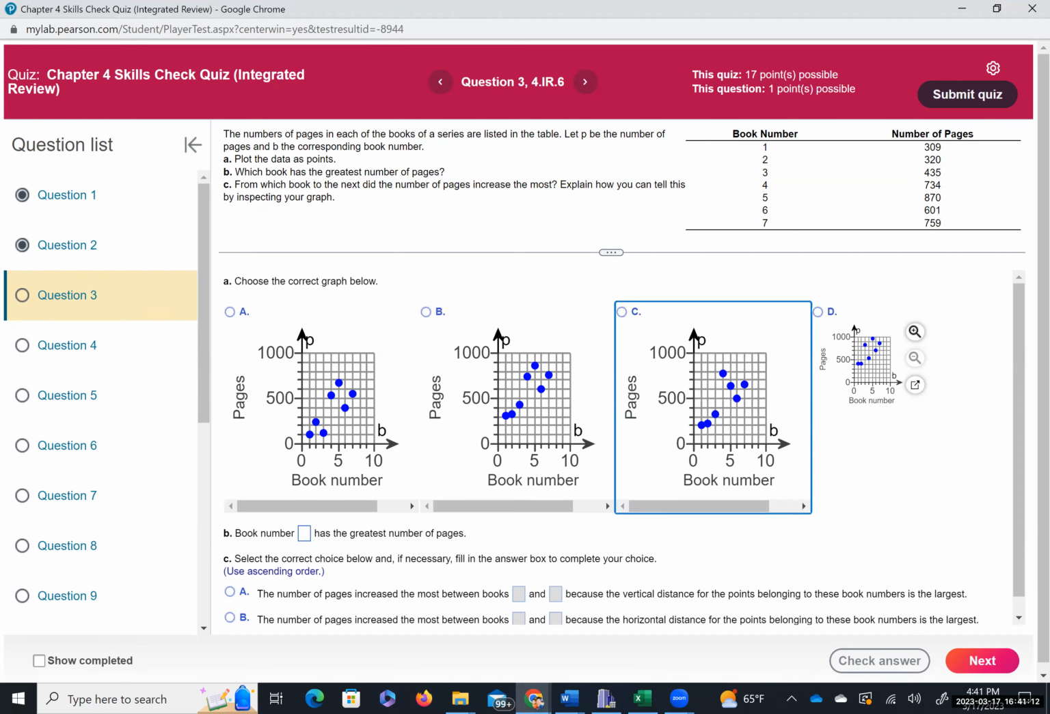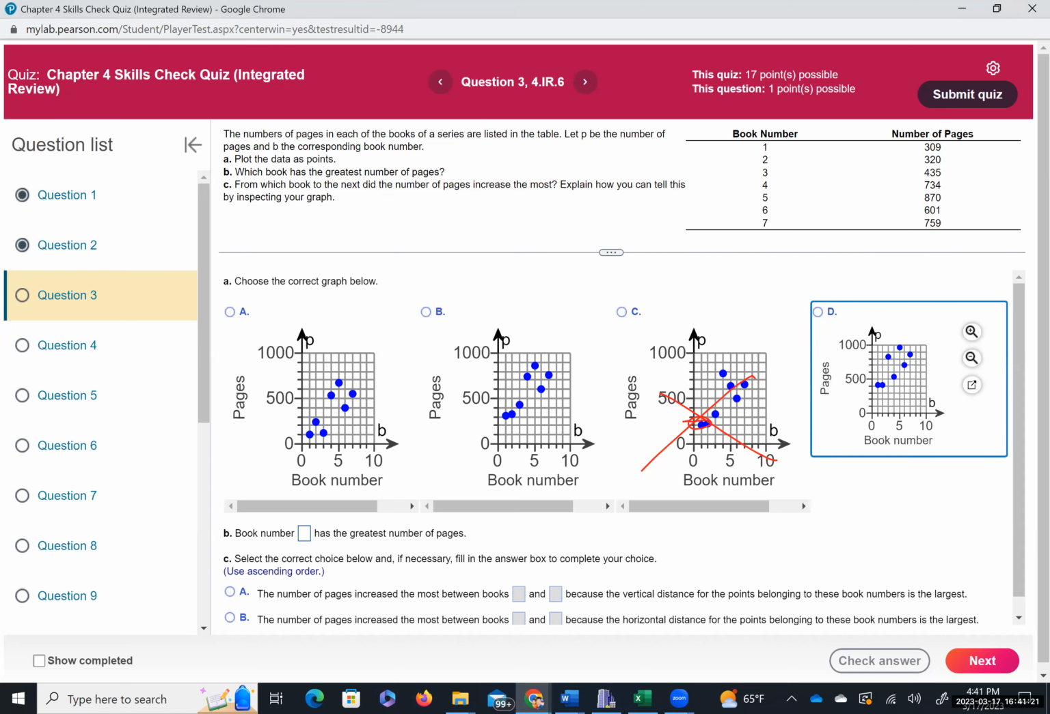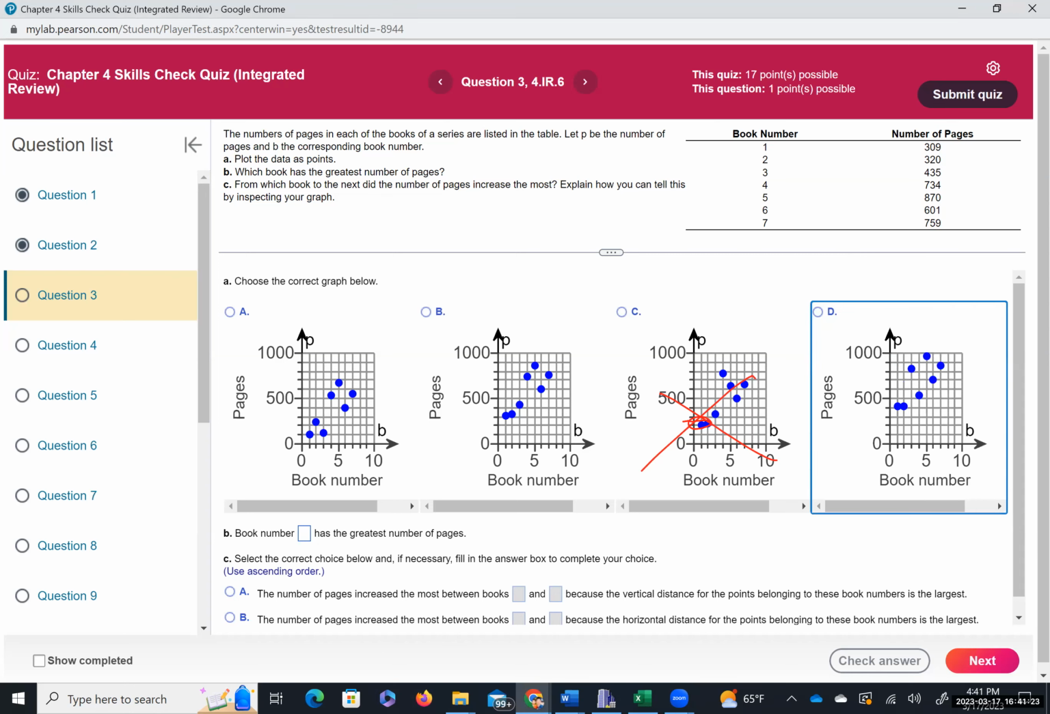So the first two was in the 200, so this is not a good one. And what about this one? The first two was in 400. Yeah, that's not a good one. So the answer must be B. All right.